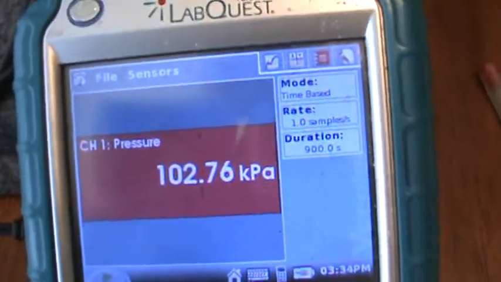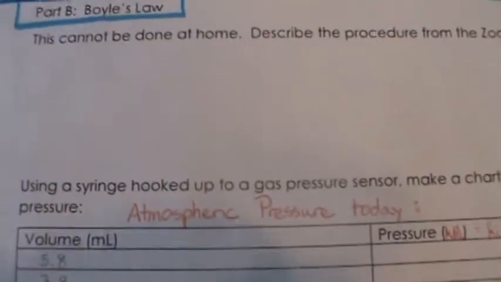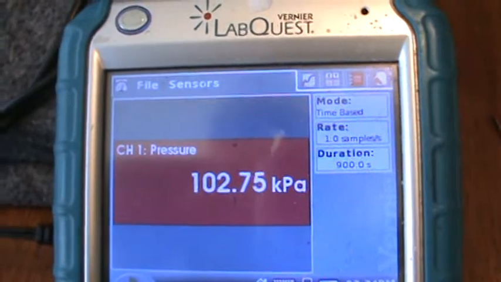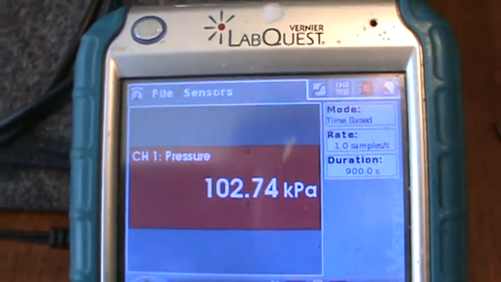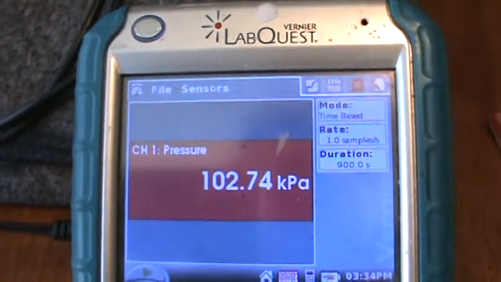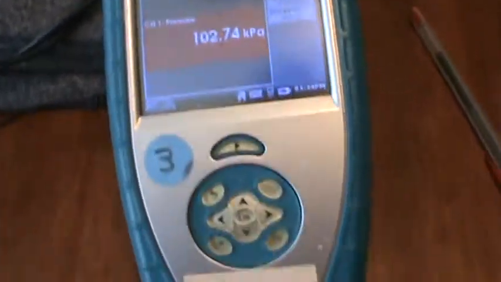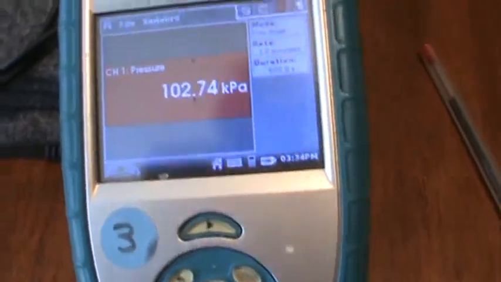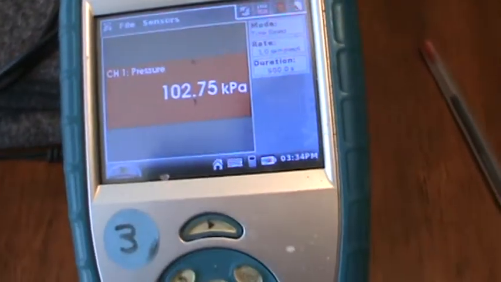The first thing that you should record, see right here it says atmospheric pressure today, and we're doing this in kPa, kilopascals. Go ahead and write down 102.75. Can you do that, James? Right here? Yeah, 102.75. Good. And kilopascals, kPa, just like that.